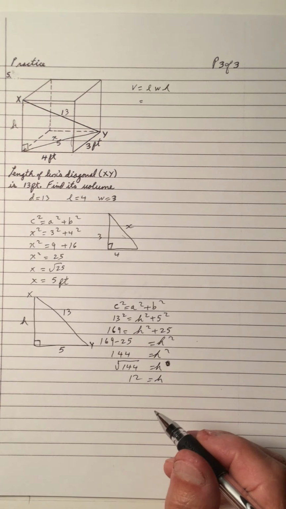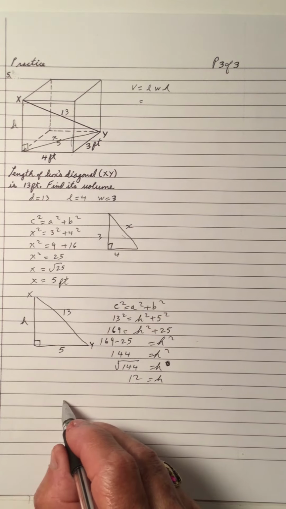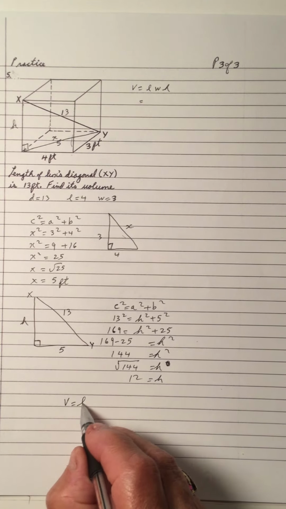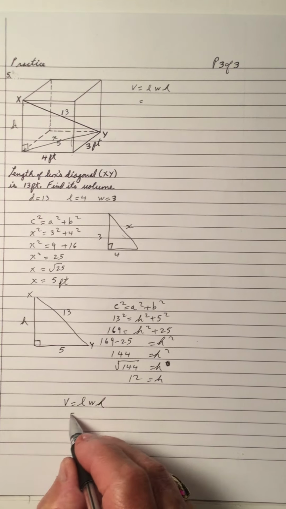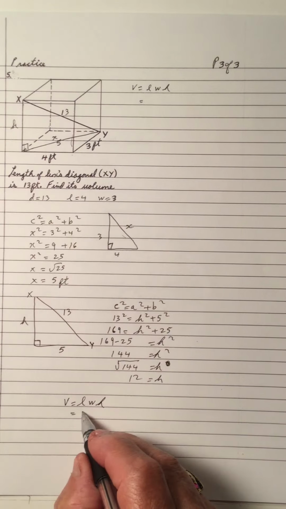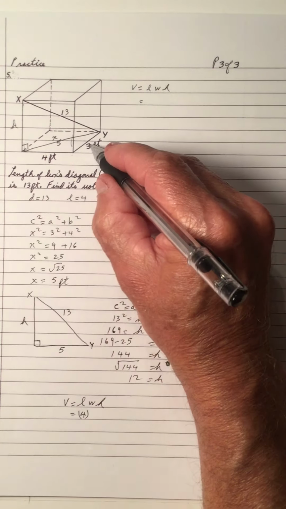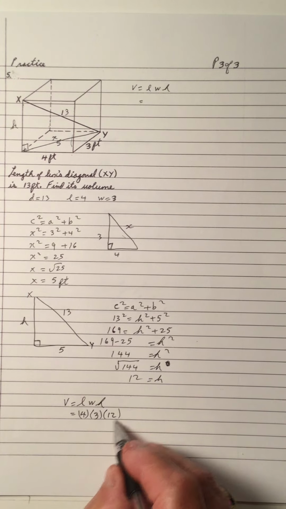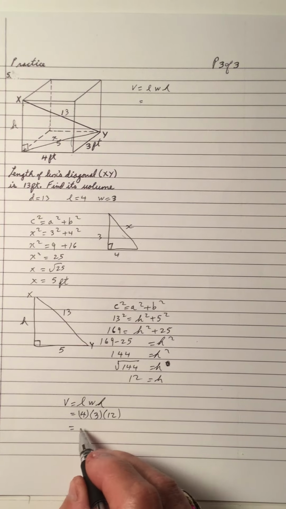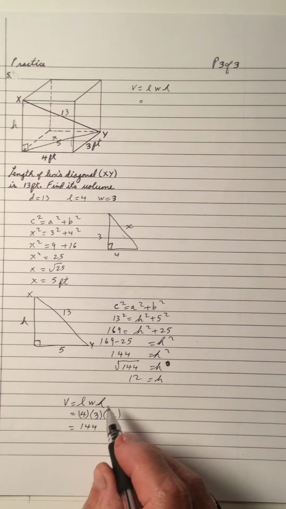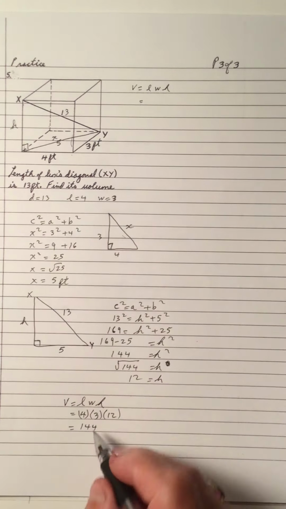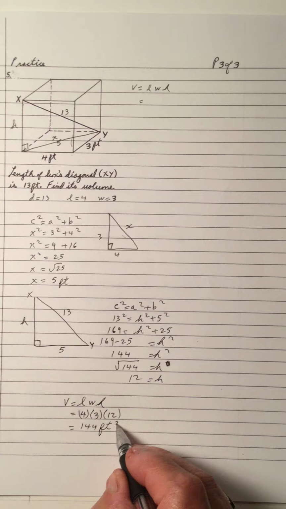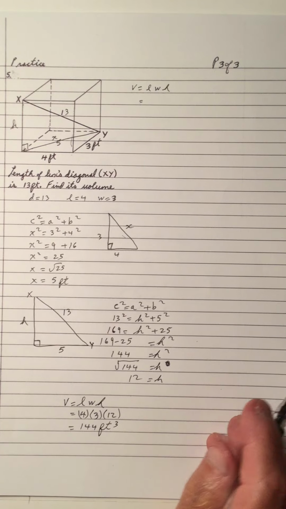Now we can write down the volume is length times width times height. And the length is 4. The width is 3. And we found the height to be 12. And that's 12 times 12 is 144. And the units are feet, so that's cubic feet. So we found the volume of the box.